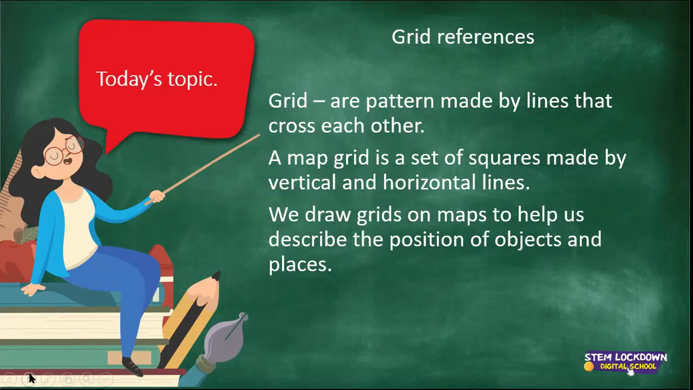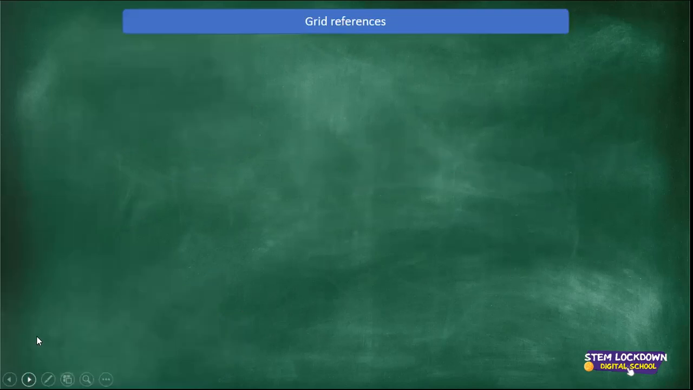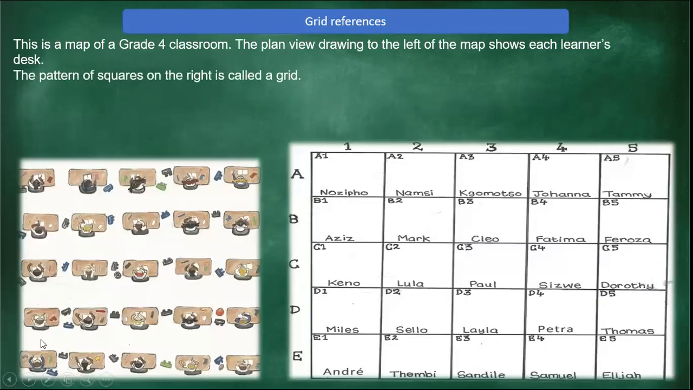Are we clear? So by the end of this lesson, you should know how a grid reference helps us to find a place in a map. You should be able to know this. Are we clear? Okay, moving forward, grid references. Let's look at these pictures below.